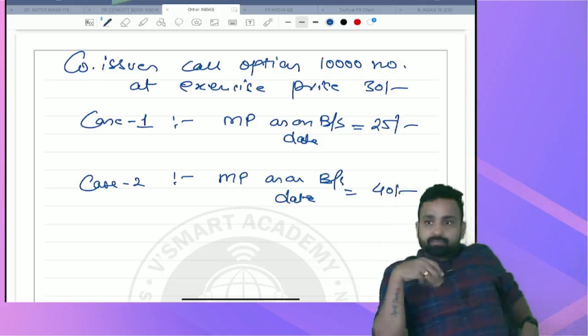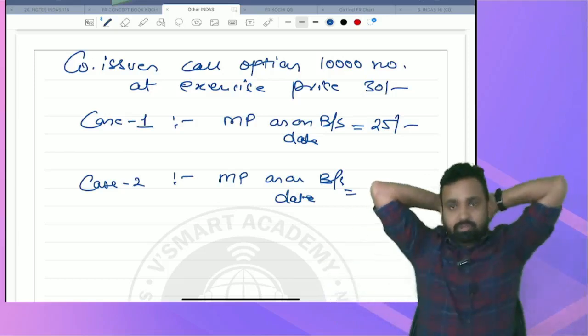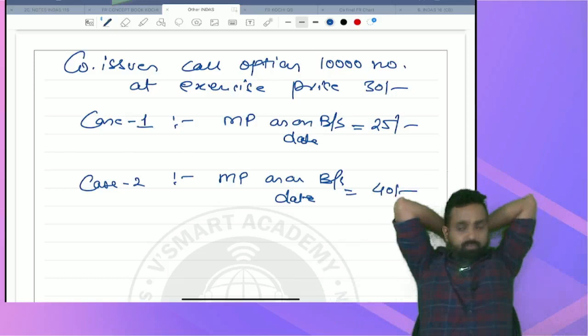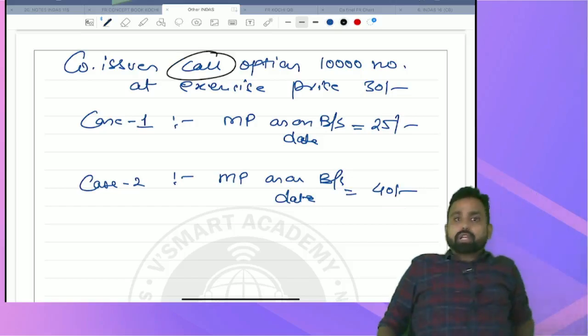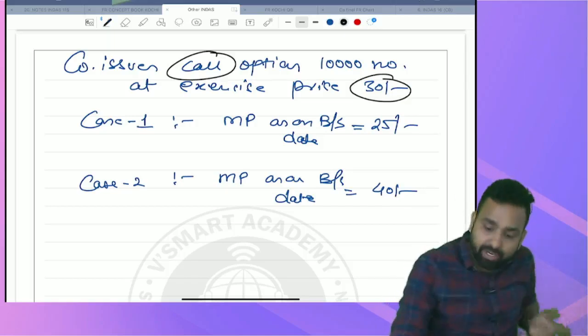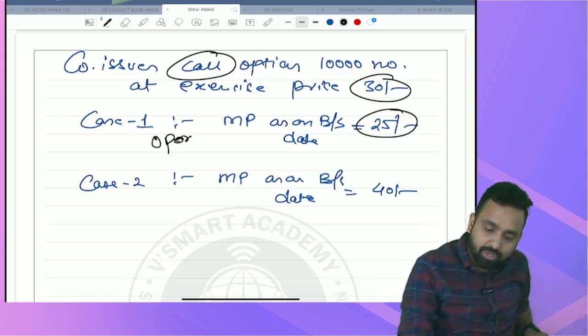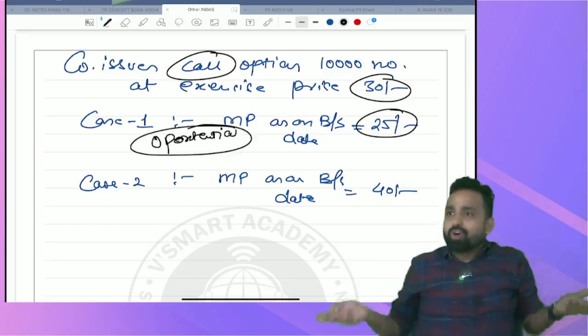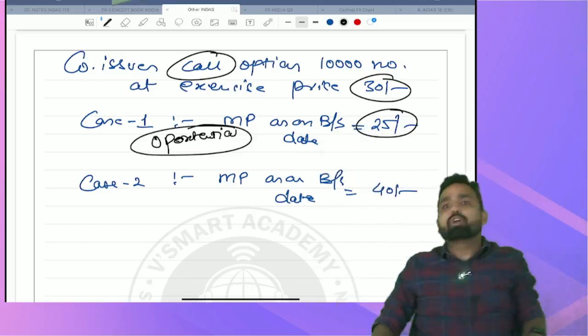Company gives you the call option. In which case will you avail the option? Case 2. Why not case 1? Call option means you have the right to buy the share. So you have the right to buy the share at 30 when it is already available in the market at 25. Will you buy from me? No, it is out of the money. So there is zero potential equity share, because the company knows he is not going to come to me to buy. Understand or not? So zero potential.